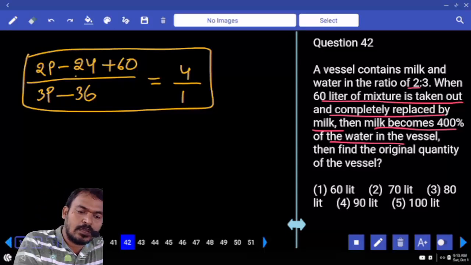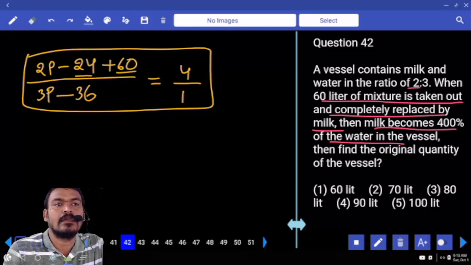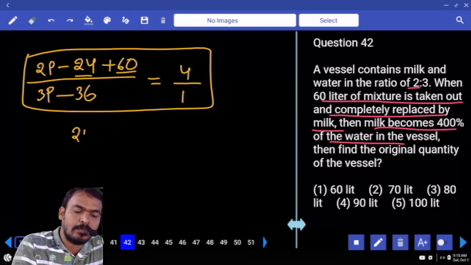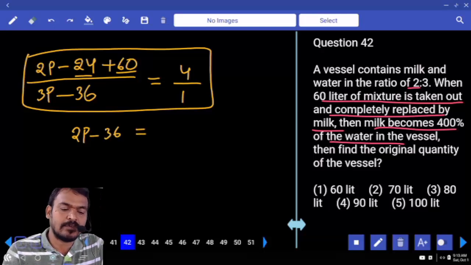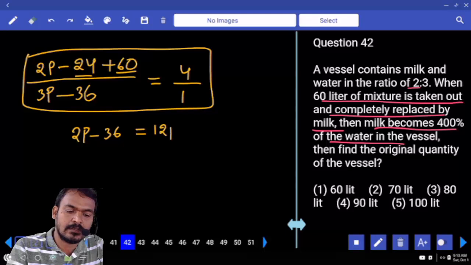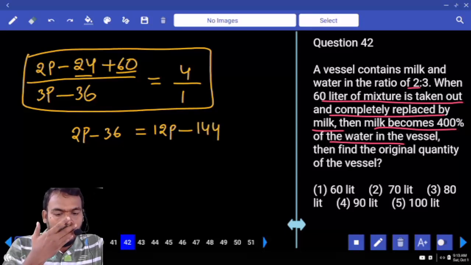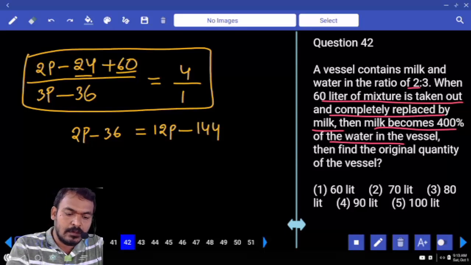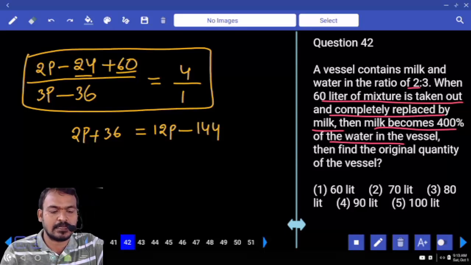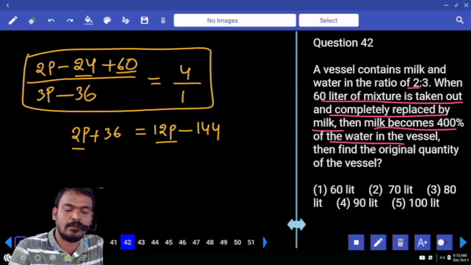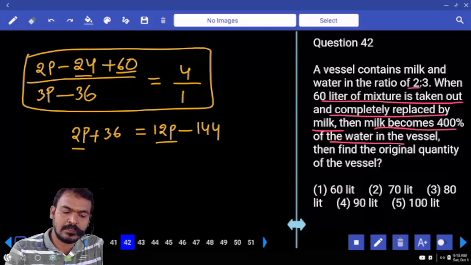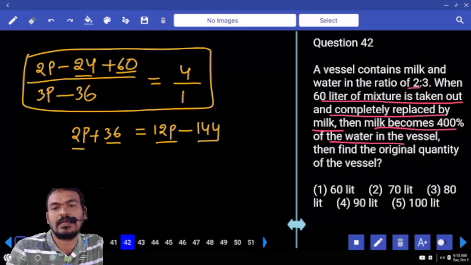Okay, the difference of 24 and 60 is 36. Then we write 2 parts plus 36 into 100. Cross multiplication, 4 threes are how much? 12 parts minus 144 plus 36. So 2 parts plus 36 equals 12 parts minus 144. What is the difference between 12 parts and 2 parts? 10 parts. That is equal to 144 plus 3600.